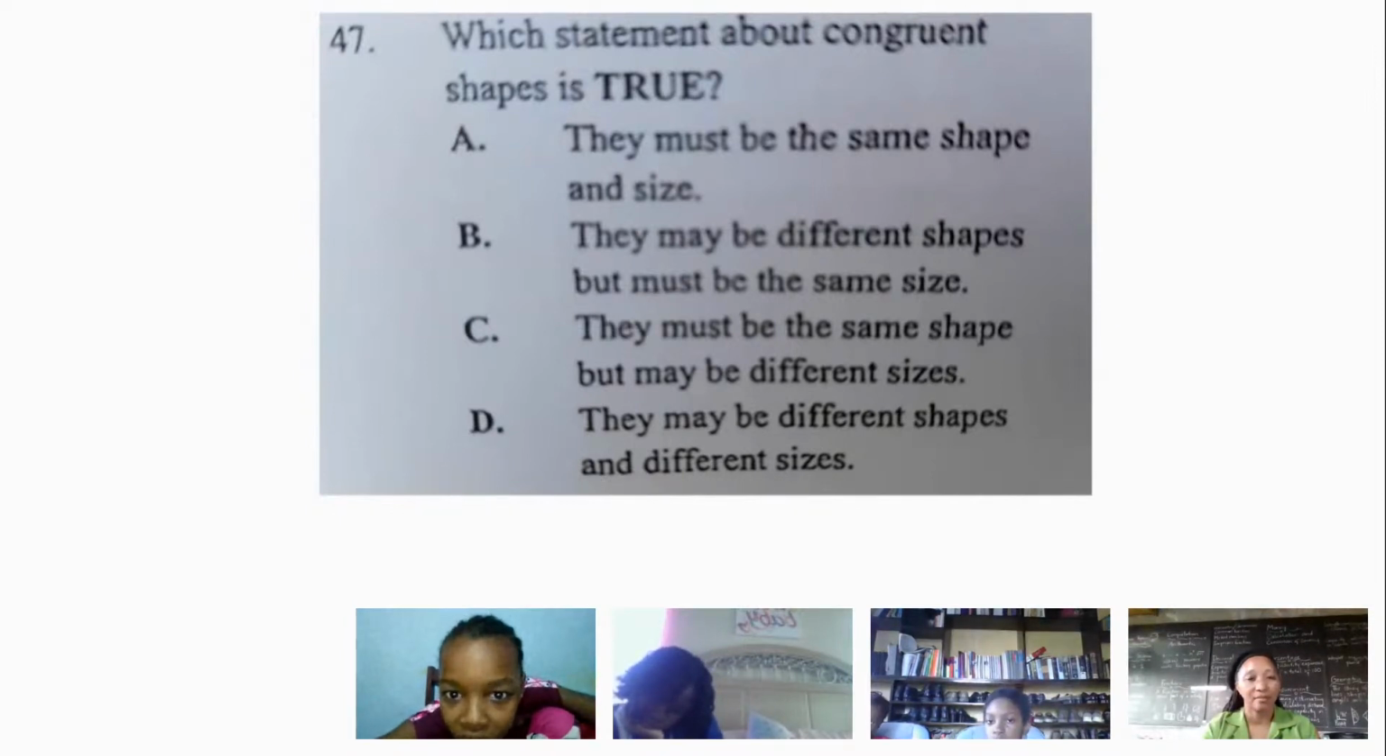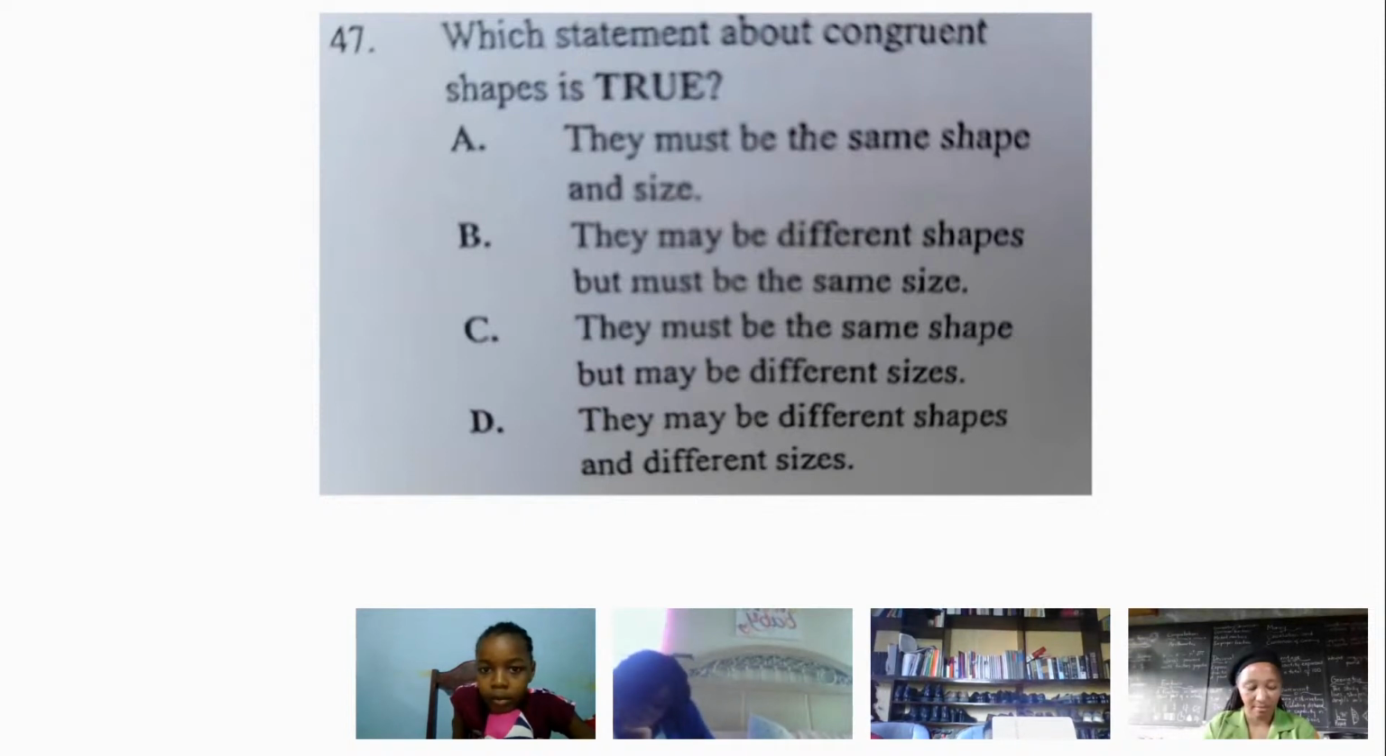Okay, miss. Number 47. Which statement about congruent shapes is true? A. They must be the same shape and size. B. They may be different shapes but must be the same size. C. They must be the same shape but may be different sizes. D. They may be different shapes and different sizes.